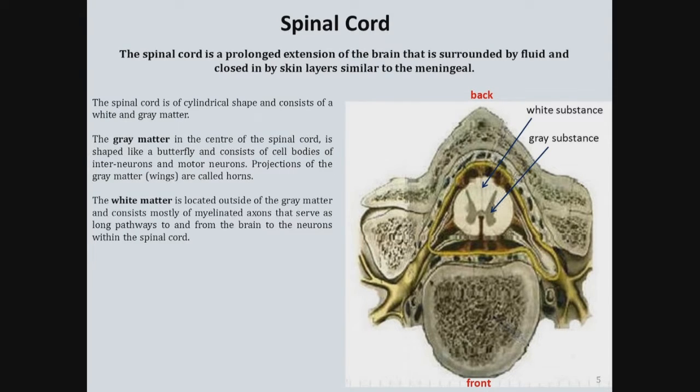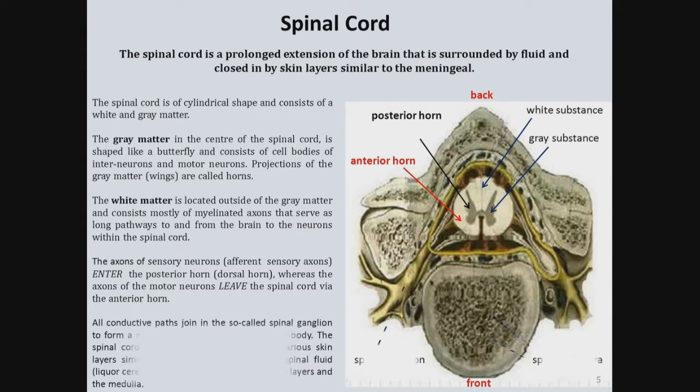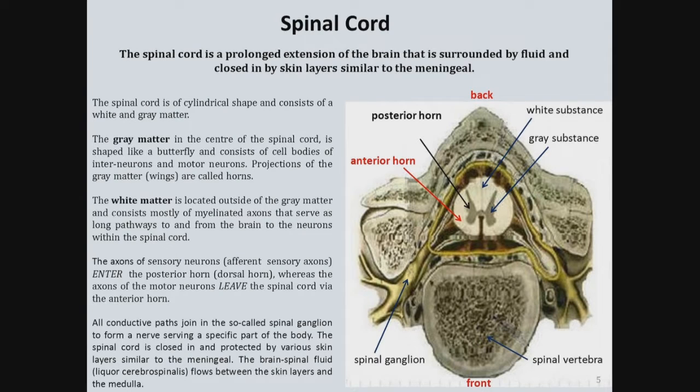The white matter is located outside of the grey matter and consists mostly of myelinated axons that serve as long pathways to and from the brain to the neurons within the spinal cord. The axons of sensory neurons, afferent sensory axons, enter the posterior horn, dorsal horn, whereas the axons of the motor neurons leave the spinal cord via the anterior horn. All conductive paths join in the so-called spinal ganglion to form a nerve serving a specific part of the body.